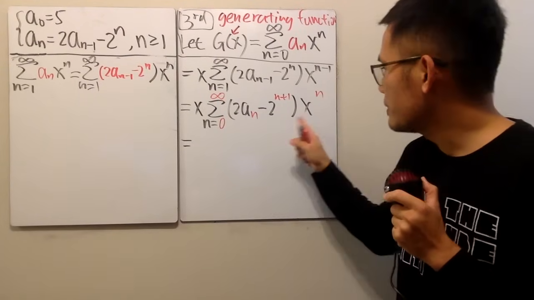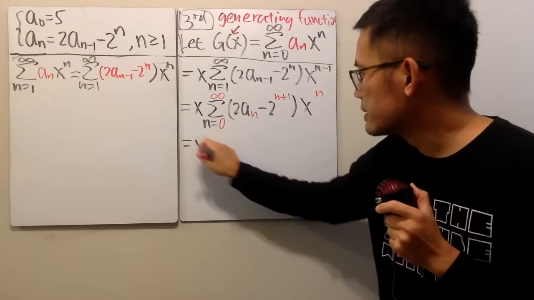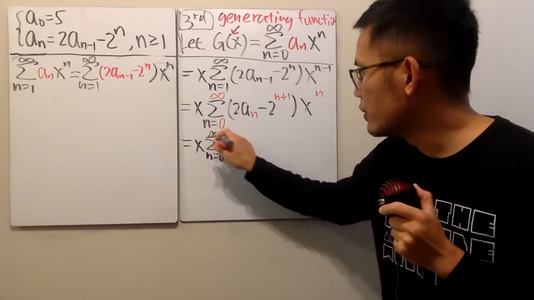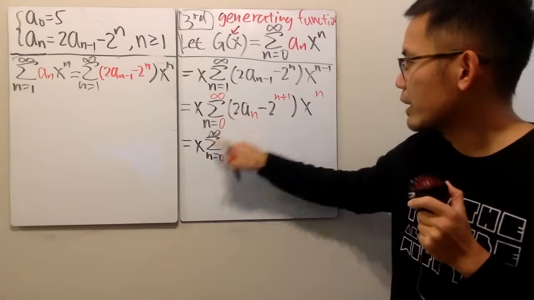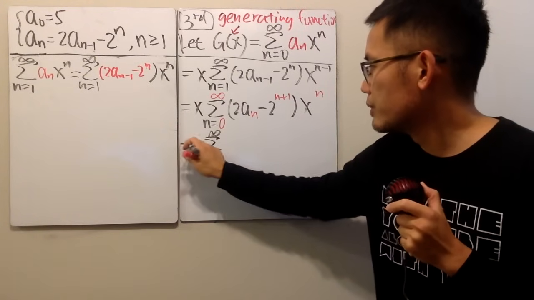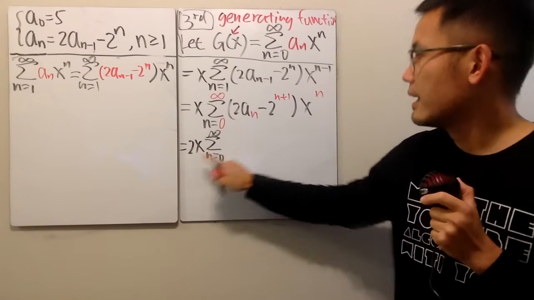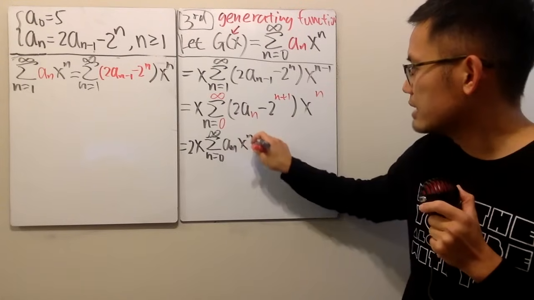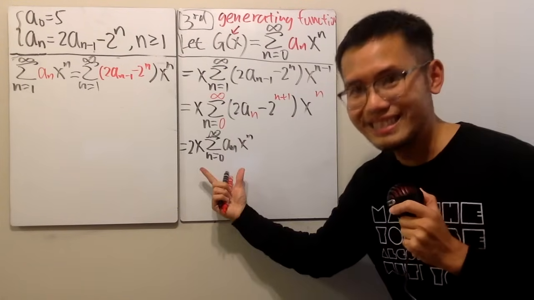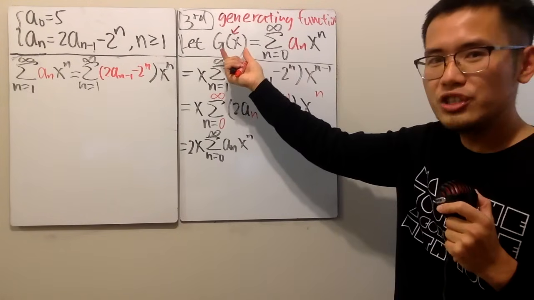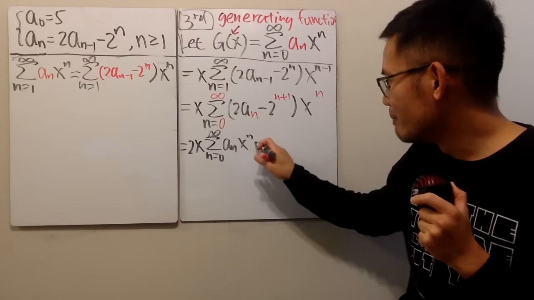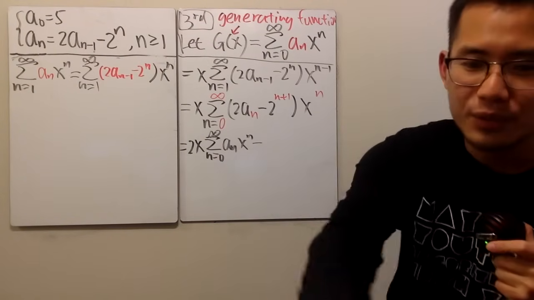And right here, I will have x times the first part, which is the sum as n goes from 0 to infinity. And I have 2 right here, right? So perhaps I will also put down the 2 in the front. And then here we have the an, and then x to the nth power. What's this? Yes, this is precisely our GF, namely generating function. Good. Now, minus, well, be really careful with this.